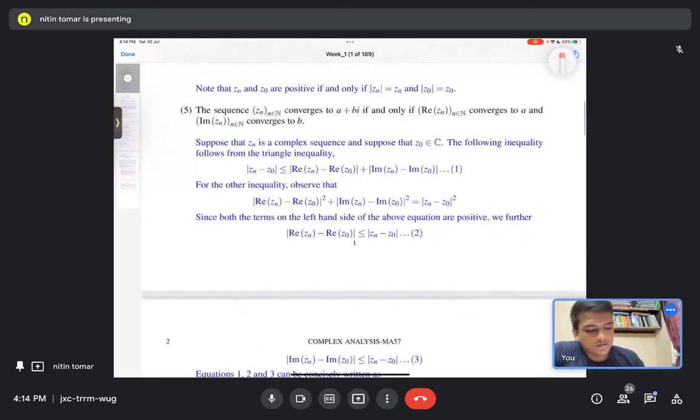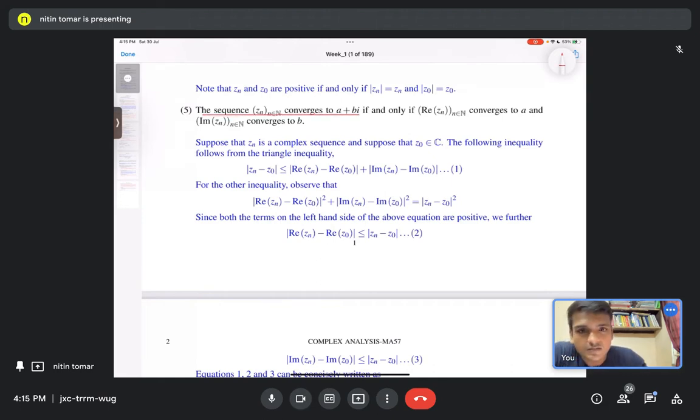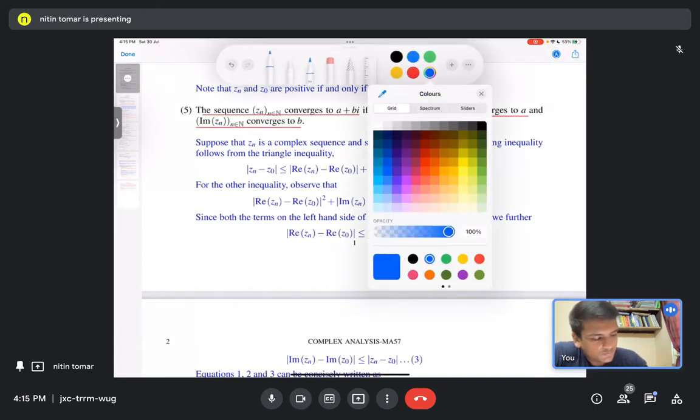So let's move on to the fifth statement. It says that if you have a sequence Zn which converges to some complex number, which is obviously of the form a plus iota times b, then the statement says a sequence of complex numbers converges if and only if its real part converges to a and its imaginary part converges to b. So this statement is true and its proof is given below.